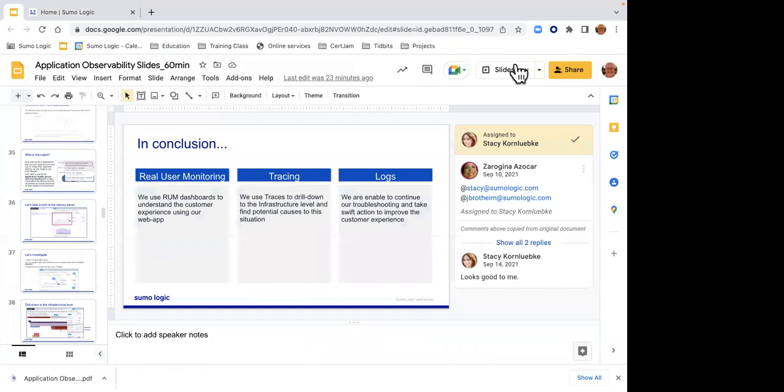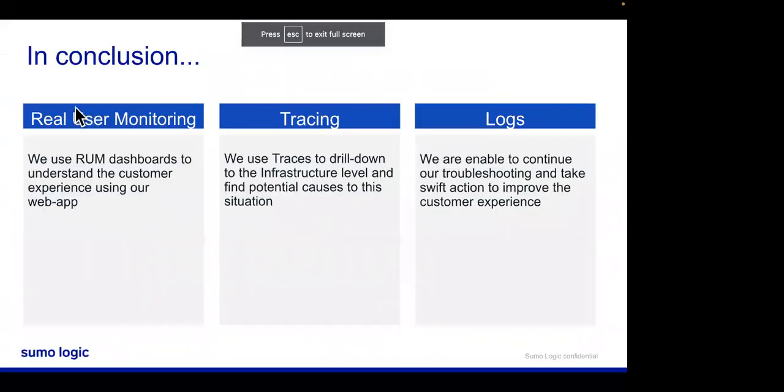So let me go back to my slides. And so what have we seen? We've seen the real user monitoring. Again, we can see the RUM dashboards to understand how the users experienced our web application, how long things are taking to load and things like that. We can see tracing to be able to drill down to our infrastructure level to find out the potential causes, potential issues, so that we can resolve them quicker.